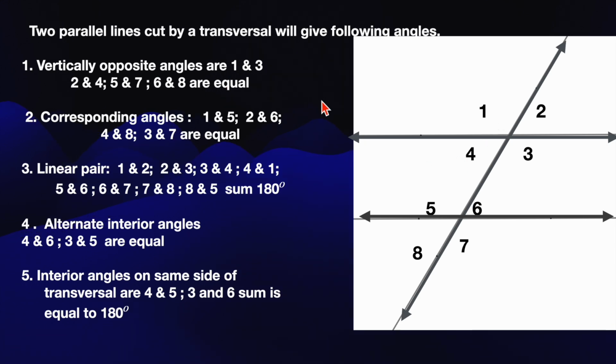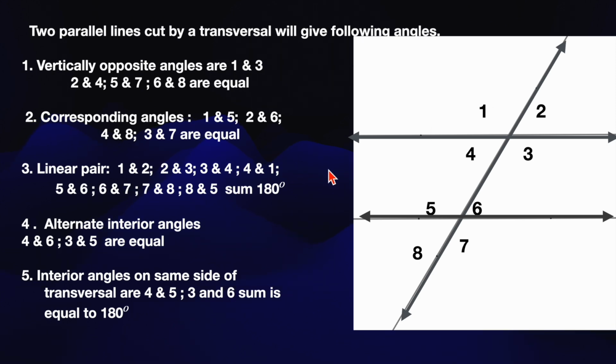Vertically opposite angles. Okay, so here are two vertically opposite angles, 1 and 3. They are vertically opposite. 2 and 4, 5 and 7, 6 and 8. So you have 4 vertically opposite angles. Corresponding angles 1 and 5, they are corresponding. 4 and 8, 2 and 6, 3 and 7. They are called corresponding angles and they are always equal.